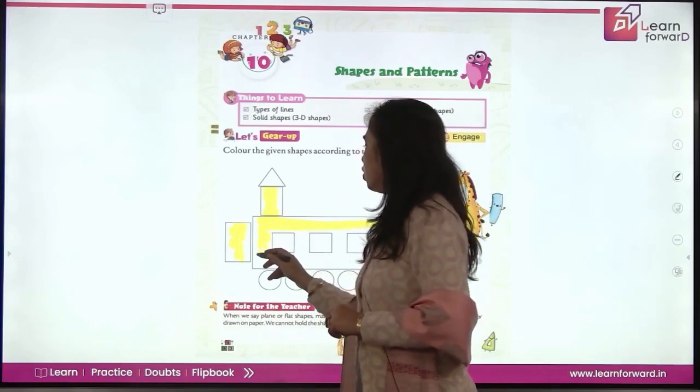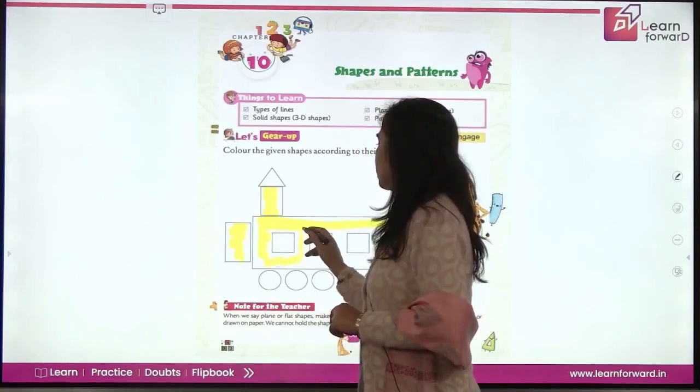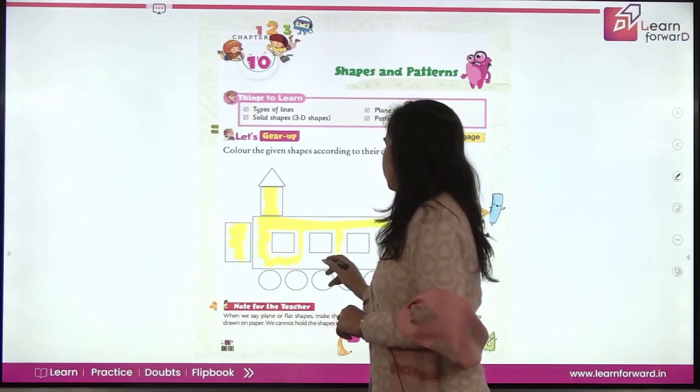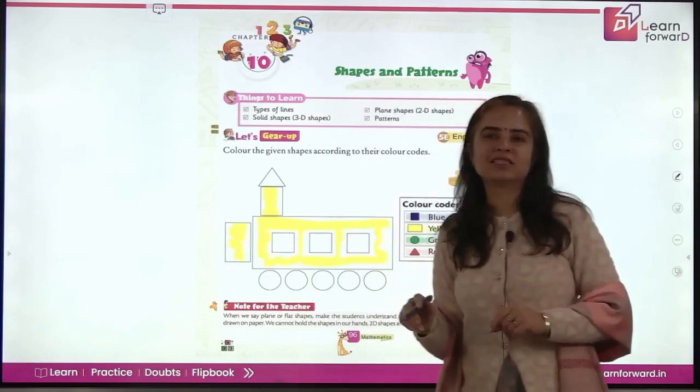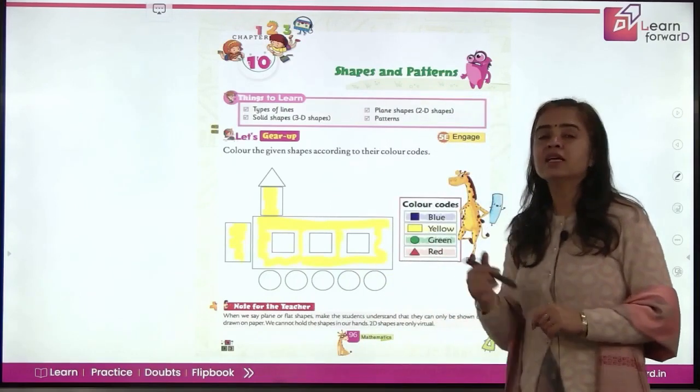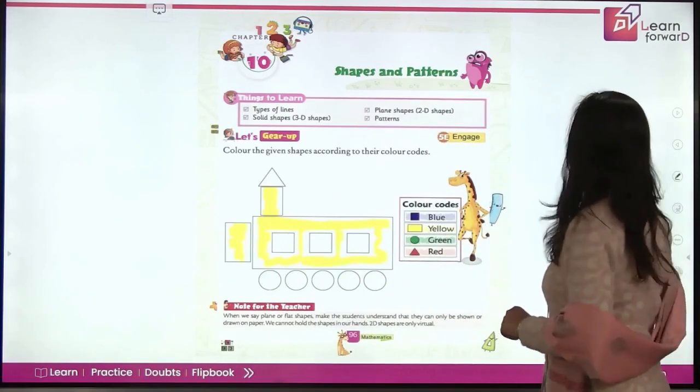I know you all are beautiful, perfect artists. So you will be coloring them very neatly, leaving no spaces. Okay? Color this and enjoy doing this activity, children.